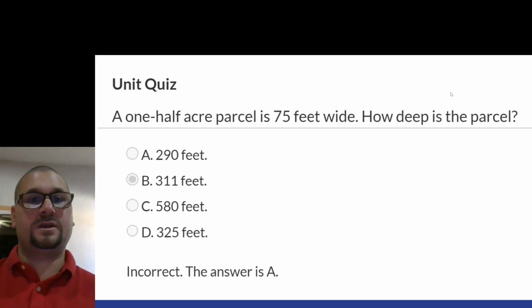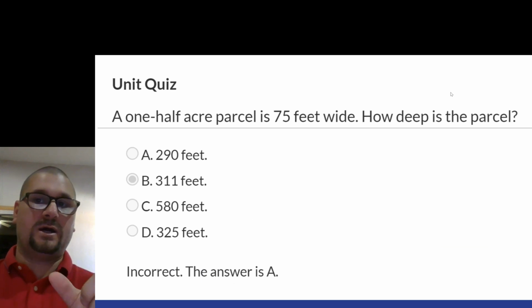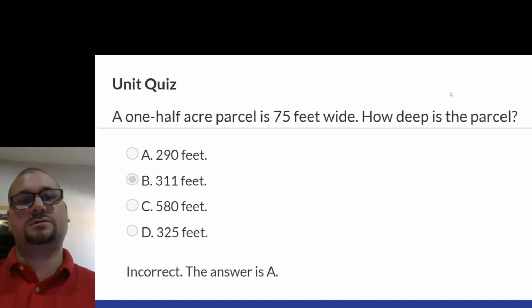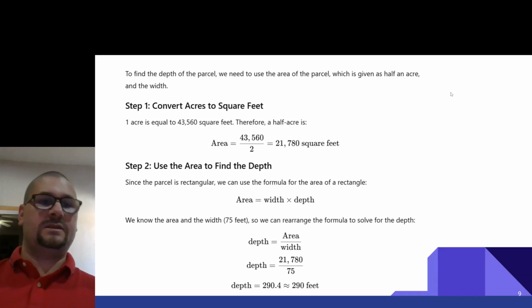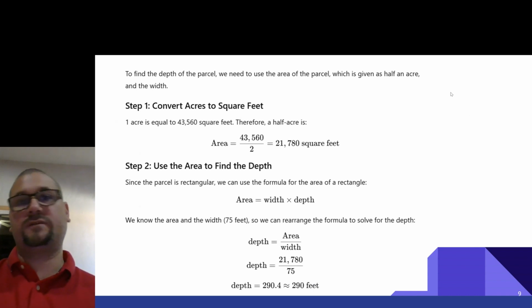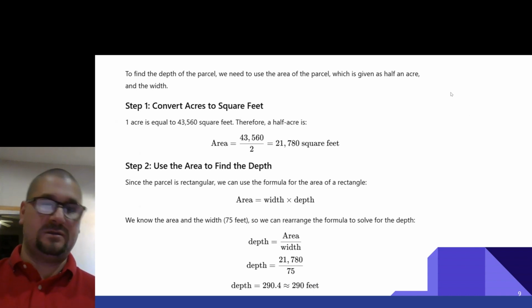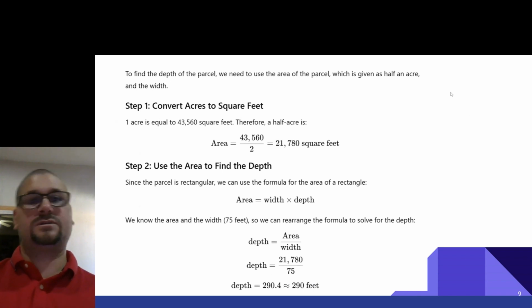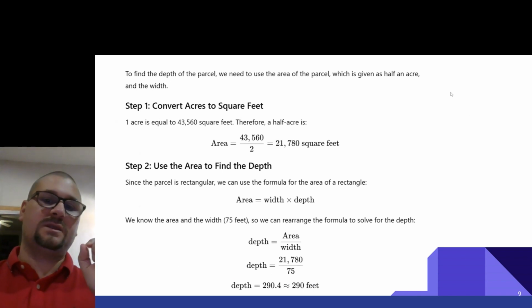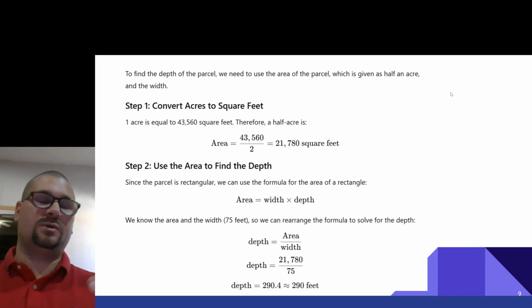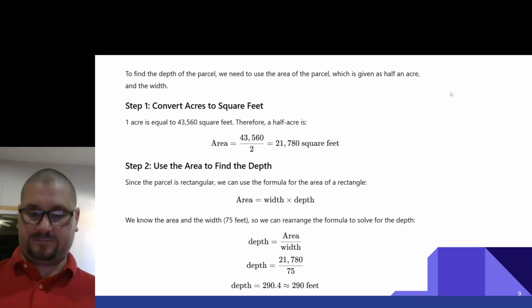So again, a 1/2 acre parcel is 75 feet wide. How deep is the parcel? I'll explain again. Convert acres to square feet. One acre is 43,560 square feet, and they only want 1/2 acre. So you take 43,560 divided by 2 and get 21,780. Then area is width times depth, and you have the area. Take your area divided by the width, and you get 290.